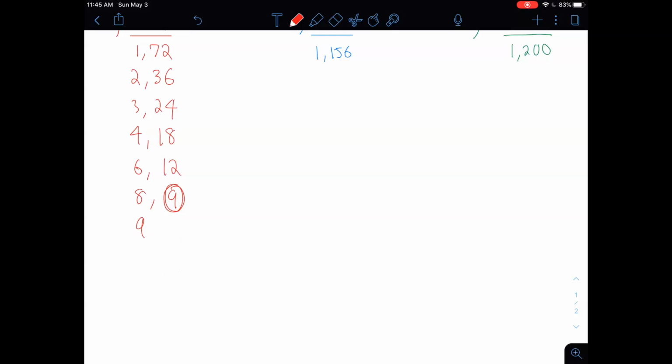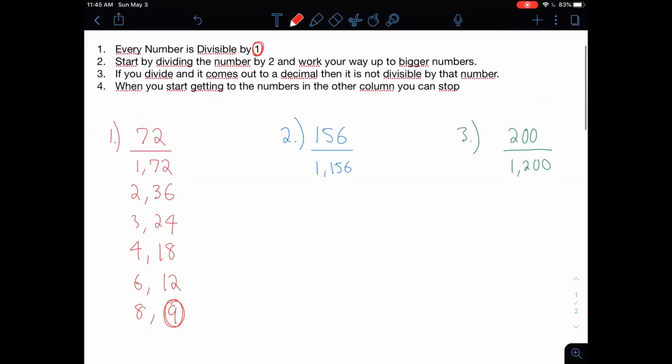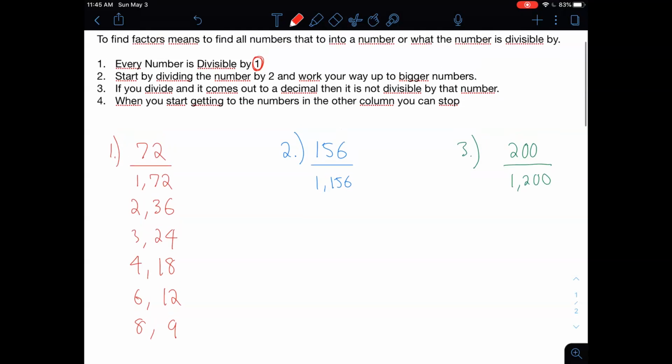So what that last bullet point was saying is once you get to when these numbers are really close together and they start, like this number goes over here now, that's when you can stop. You don't need to list 8 times 9, it's the same thing as 9 times 8. You don't need to list it twice. Hopefully that makes sense. Okay? And that's going to be all the factors. That's a lot of factors, but those are all the factors of 72.